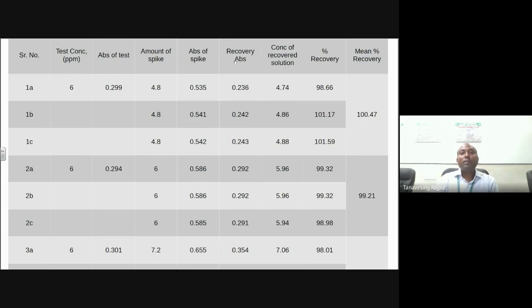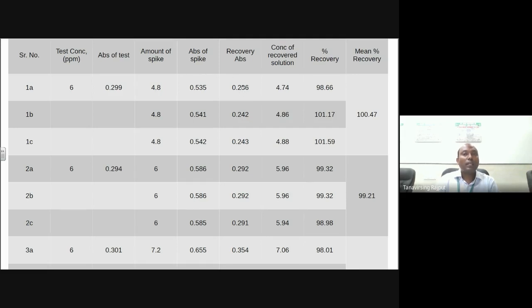Then we find out the recovered absorbance. How can we find out the recovered absorbance? From that total absorbance, means from that 0.5, we subtract 0.2. That is the absorbance of our test solution. Then we get the recovered absorbance. That one is 0.236.